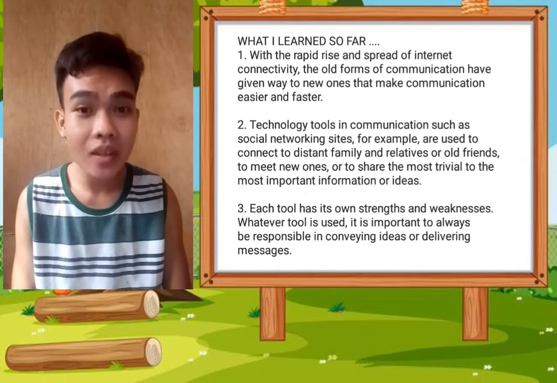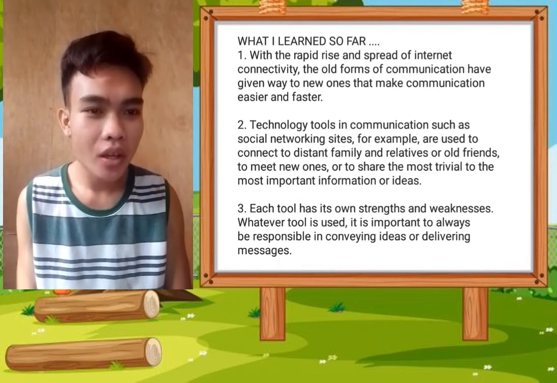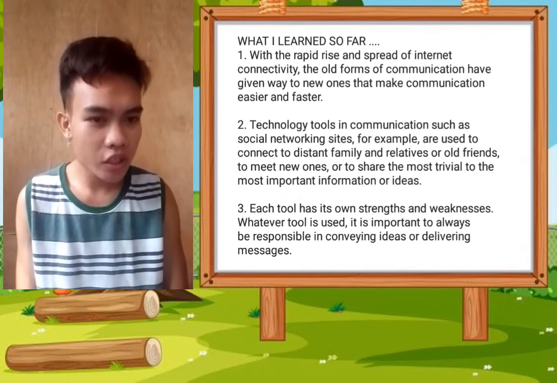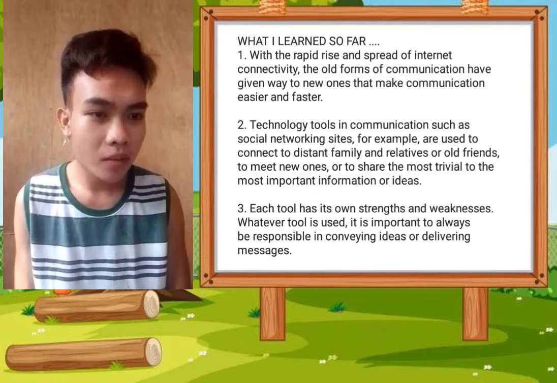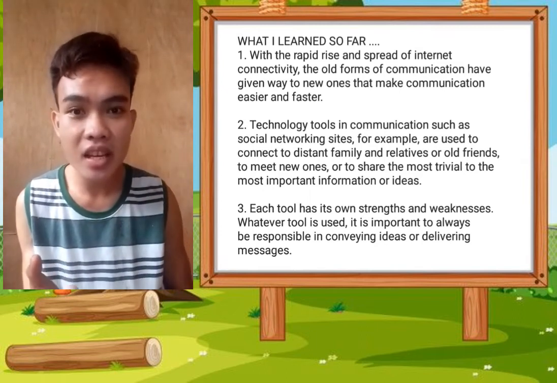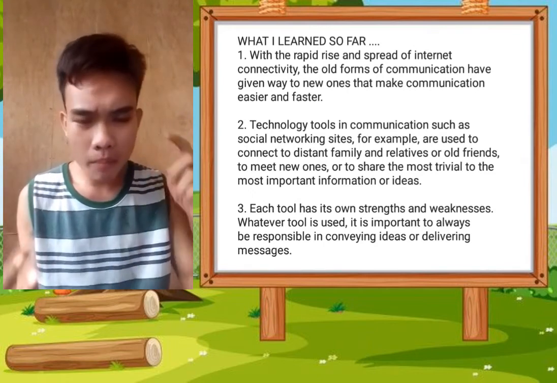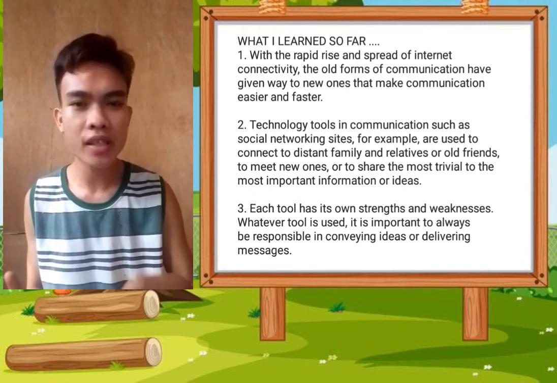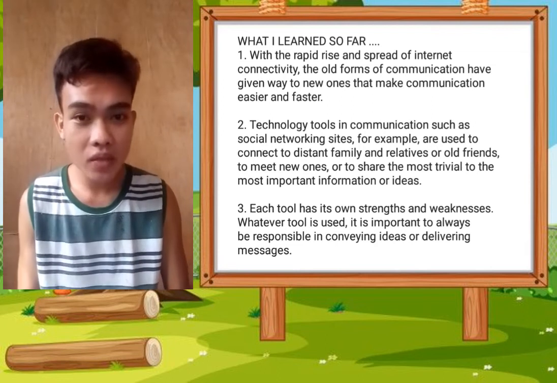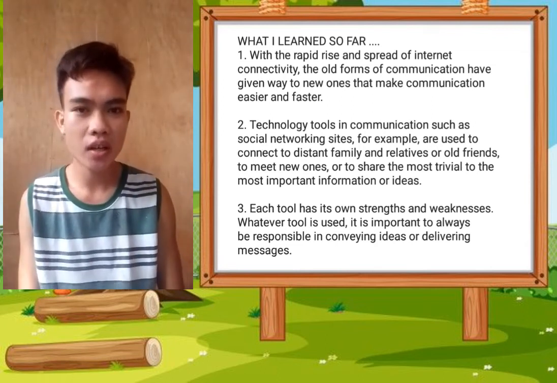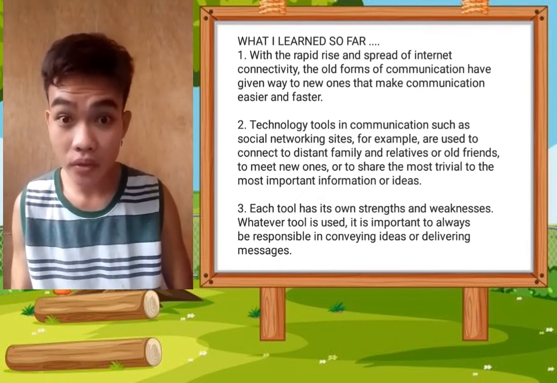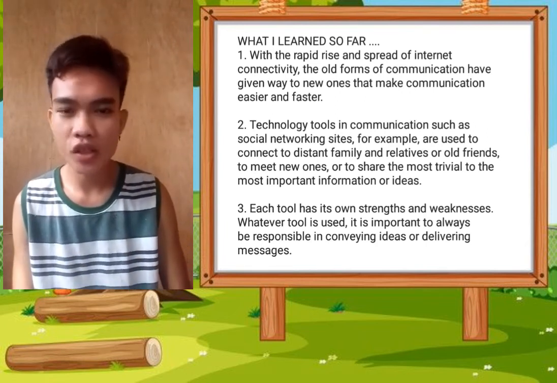Now, what we have learned so far. Number 1, with the rapid rise and spread of internet connectivity, the old forms of communication have given way to new ones that make communication easier and faster. By one click of your message on your mobile phone, within seconds it is automatically sent and received because of internet connectivity. That's why it is easier to rapidly receive and send messages because of the internet connection and social media.